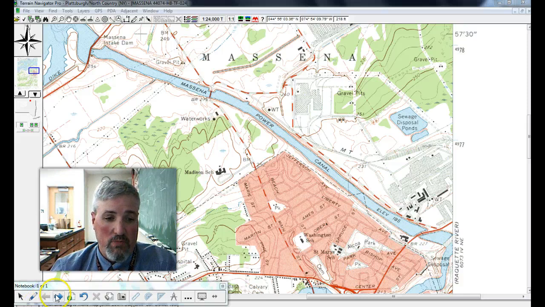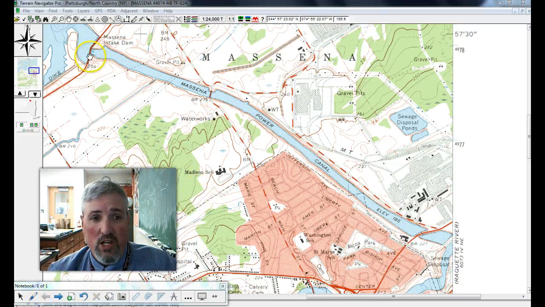Now, some folks are going to be inclined here. Here's the Massena Power Canal. It starts up here at the Massena Intake Dam, comes down through here, and then meets the Grass River down here in the bottom right-hand corner.